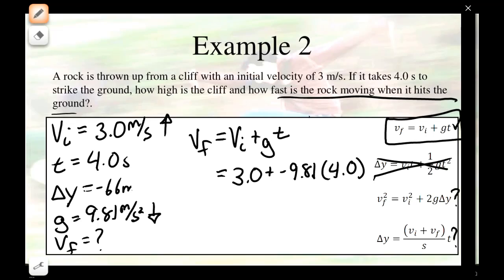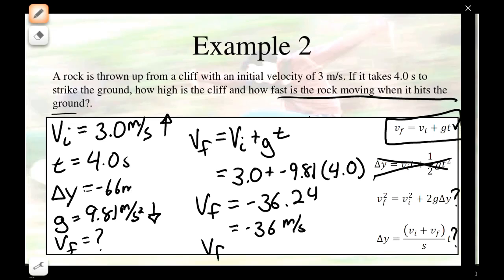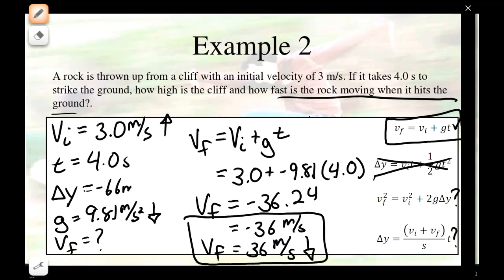And so I'll go ahead and type that into my calculator. 3.0 minus 9.81 times 4.0. And I'm going to get my final velocity equal to negative 36.24. And with the two significant digits, that's going to be negative 36 meters per second. Or my final velocity equals 36 meters per second down. So both of these are accurate.